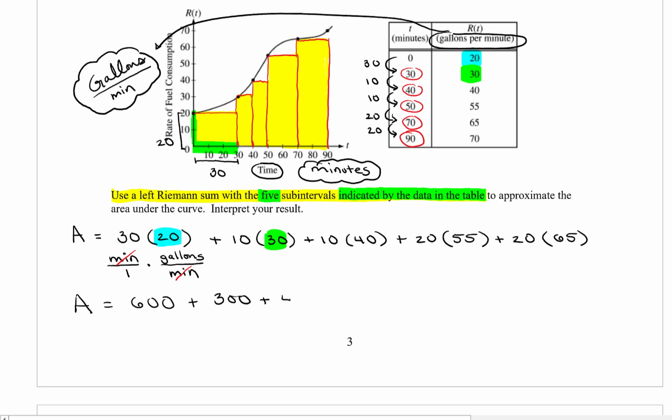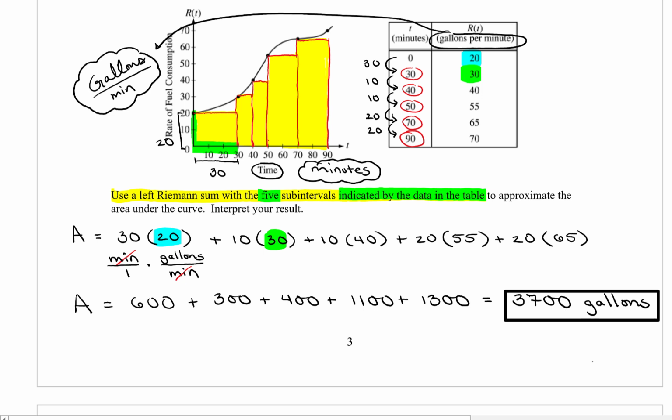A is going to be equal to 600 plus 300 plus 400 plus 1,100 plus 1,300. So let's go ahead and add all of those numbers up together, and that's going to give me a total of 3,700. And let's not forget our units. This represents gallons. Let's go ahead and box that answer in.